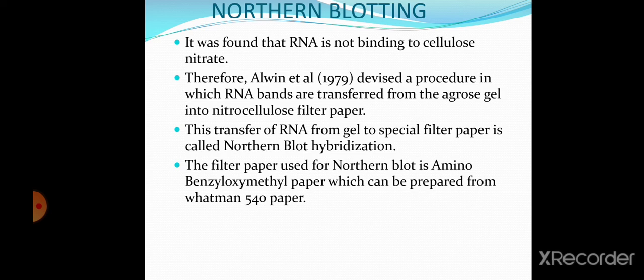Here the filter paper used for this technique is aminobenzyloxymethyl paper, which can be prepared from Whatman 540 paper. So, the filter paper used for northern blot, aminobenzyloxymethyl paper, can be prepared using this Whatman paper.